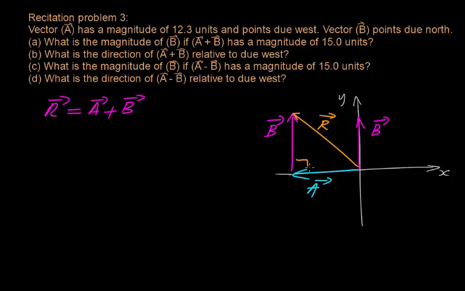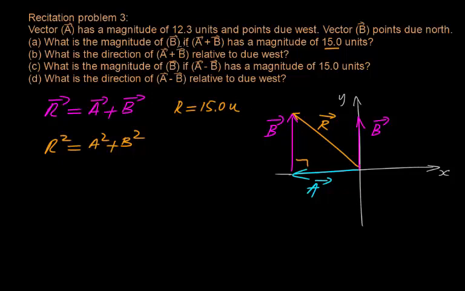Using the simple Pythagorean theorem here, we should be able to solve for whatever we need. Alright, let's try that one. R squared equals A squared plus B squared. Notice that these now are magnitudes. The first equation is vectors. This one is all about magnitudes. The vector R, which is A plus B, is given to us. It says 15, so R equals 15 units.